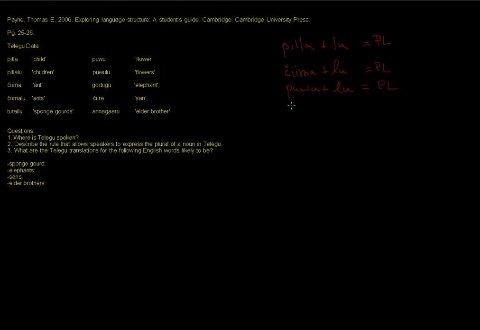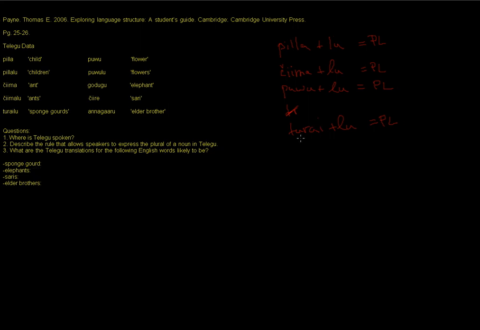Sorry, I moved that down a little. Let's keep going. Turai plus lu equals a plural. Okay, and that's how we get sponge gourds. What that tells us is we can now answer this, what are the Telugu translations for the following English words likely to be? We can say, well, look, we already know, right?